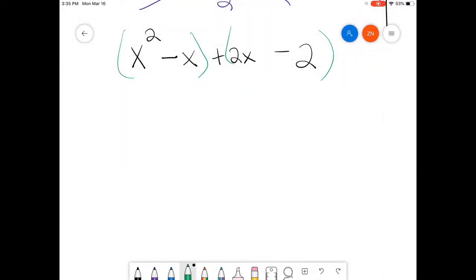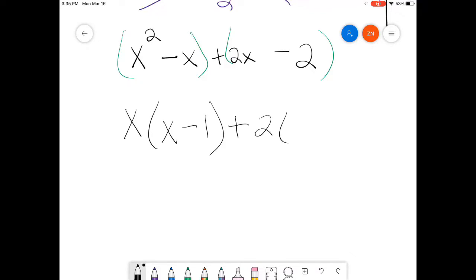Then you're going to factor. So I have x squared minus x. They both have an x in common. I have x minus 1 would give me that solution. Plus 2x and 2, they have a 2 in common. How do I get that? x minus 1. You know you've done this correctly when your parentheses match. So you see an x minus 1 and x minus 1, they both match.